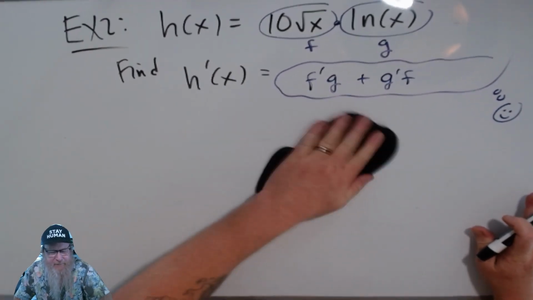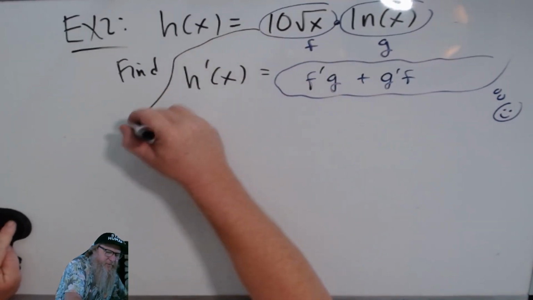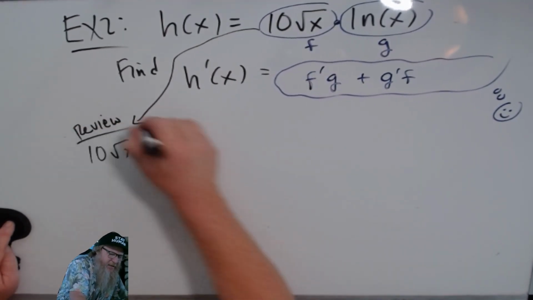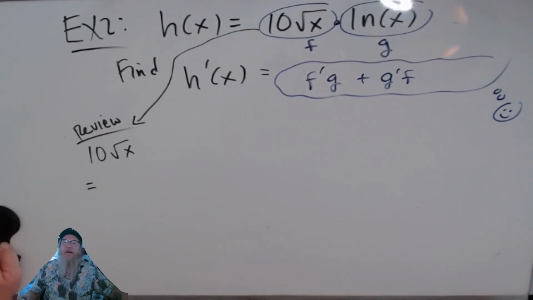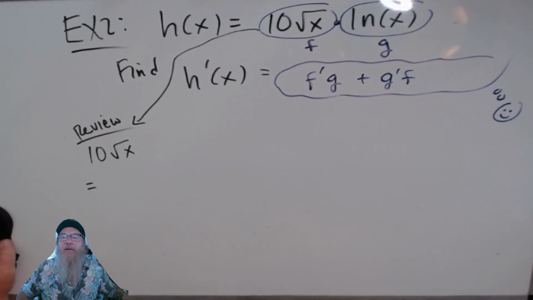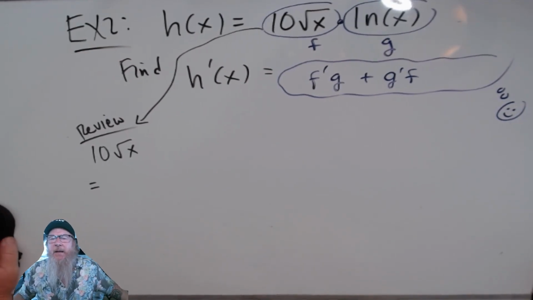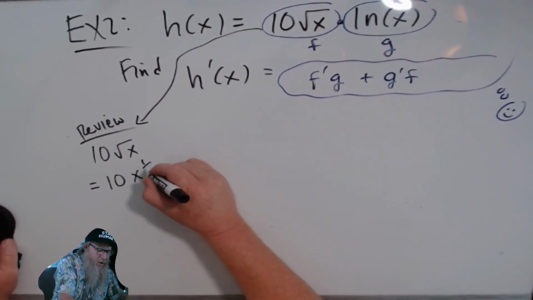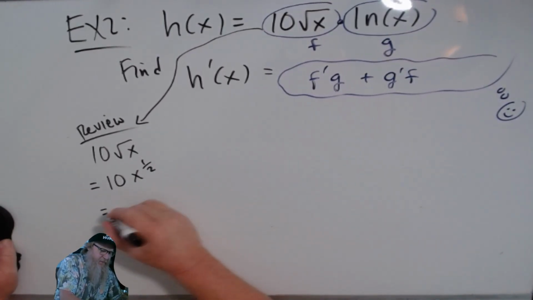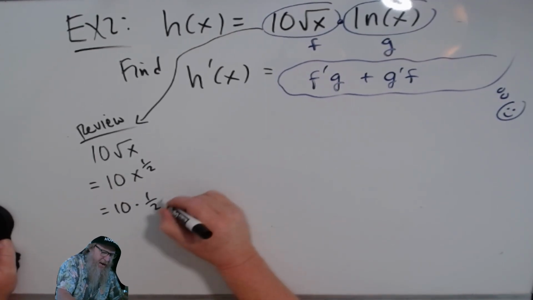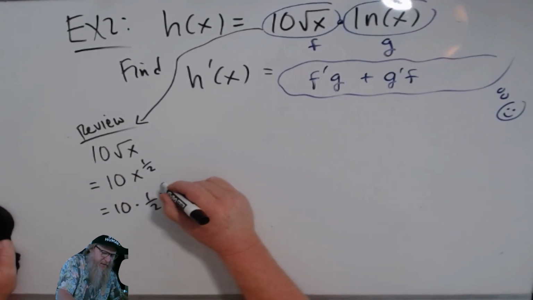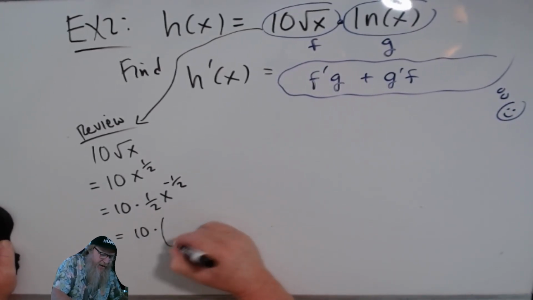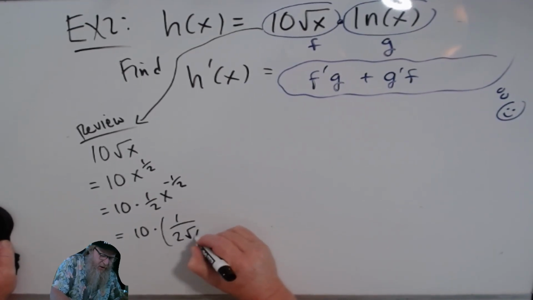Maybe I'll review that. It's been a while since my last video, maybe it's been a couple days, maybe it's been the weekend. I don't know how long it's been since you've seen the last video, but let's just review this really quickly. That would be 10x to the 1/2 power, which would be 10 times 1/2 x to the negative 1/2, which would be 10 times 1 over 2 square root of x.